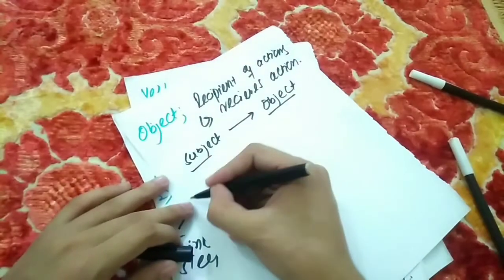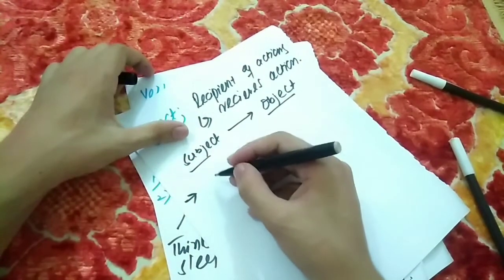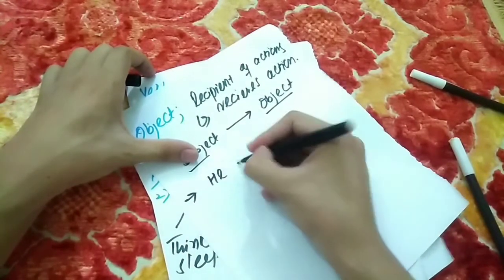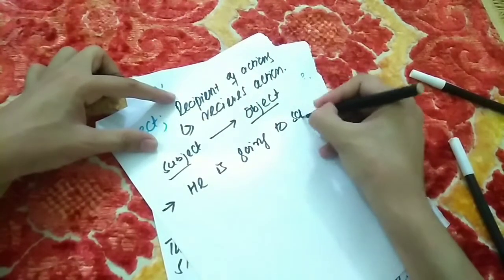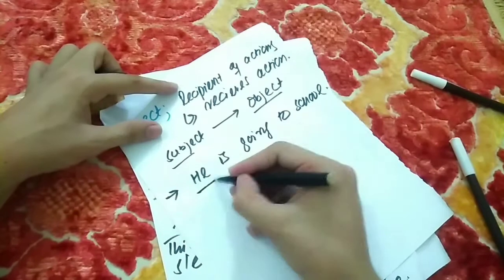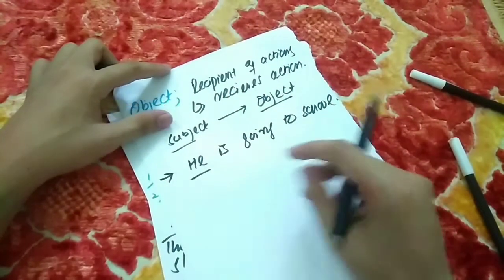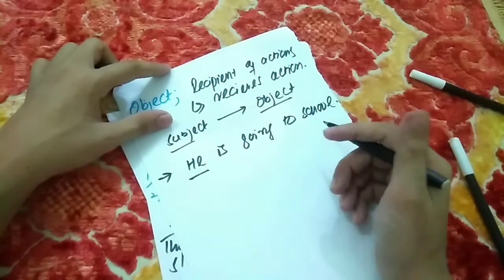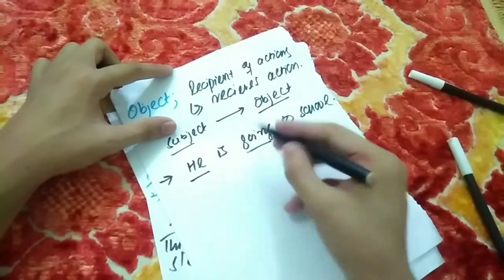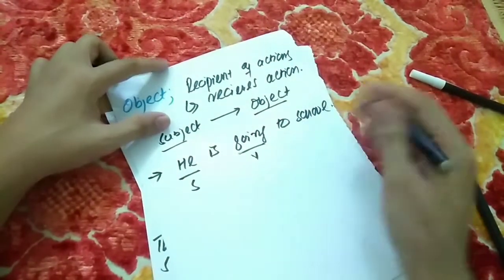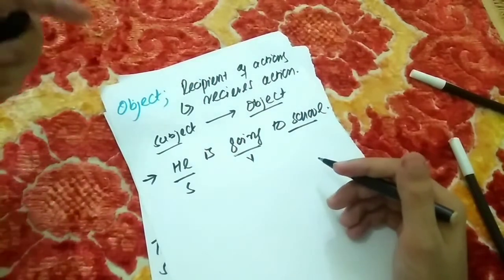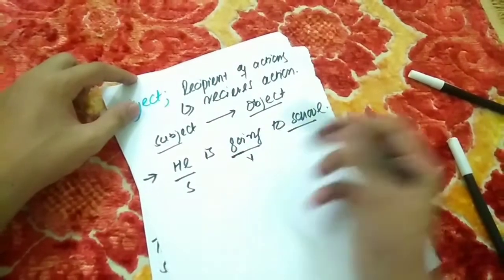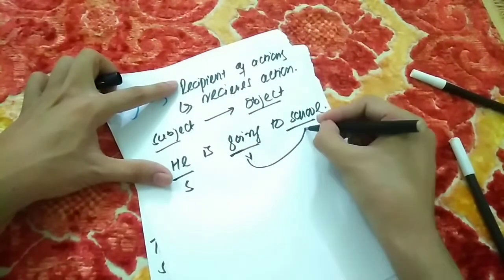Suppose I say, he is going to school. Now look at this example: he is a subject pronoun, and we have going, which is the verb, and we have school. Who receives the action? Where is he going? So of course school receives this action.